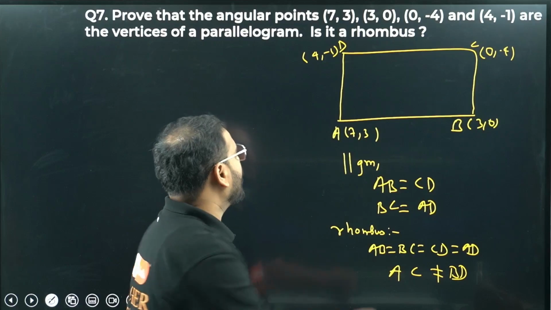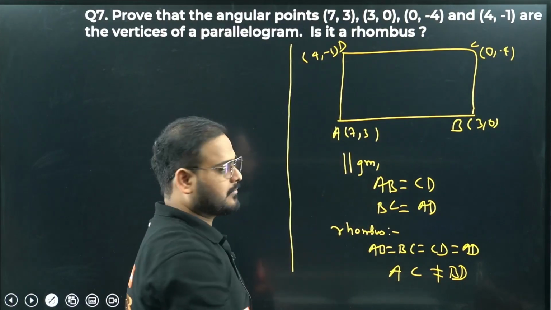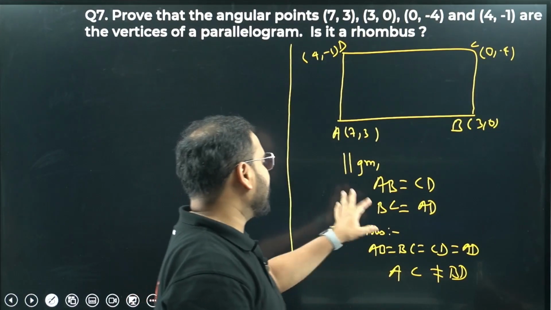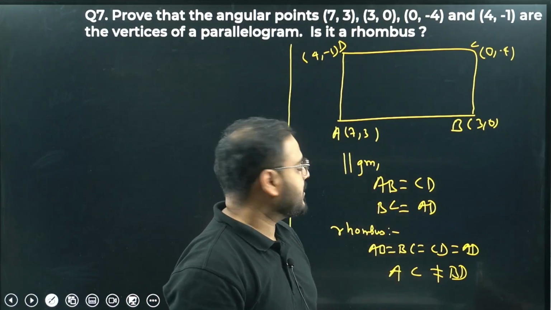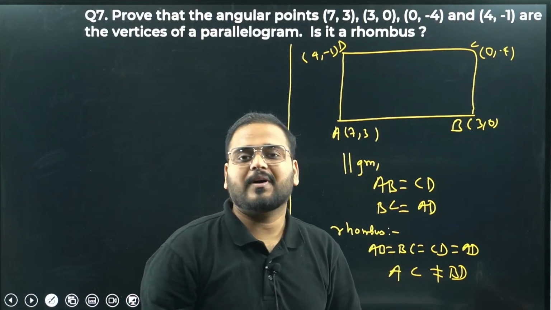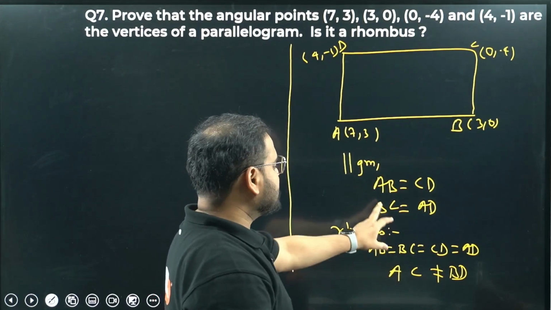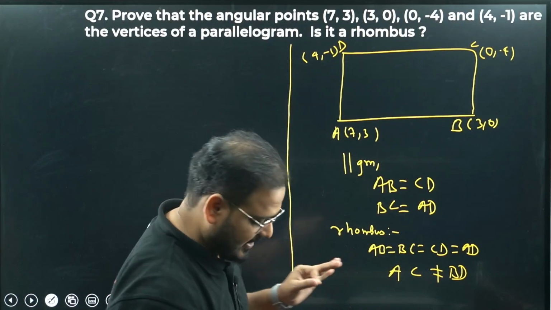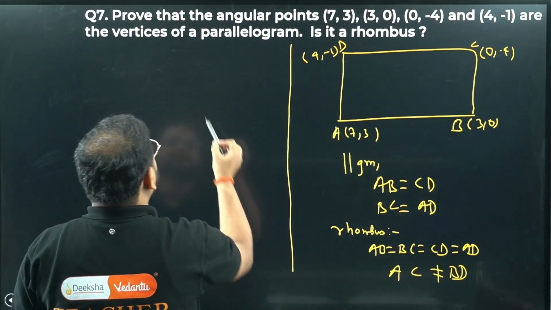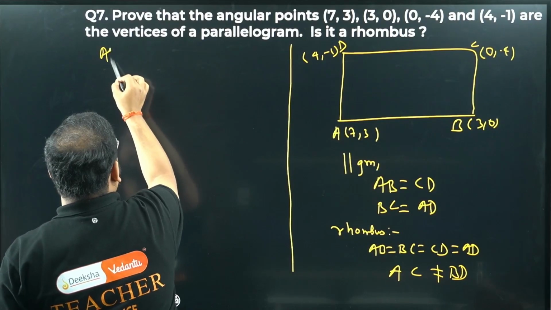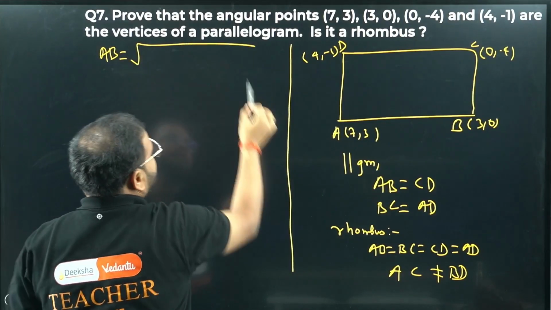Great, sir. So basically you have to find AB, CD, BC, AD and AC, BD. So we have to find 6 lengths and we'll see which one fits. Okay, let's find the lengths now. So AB, quickly we'll do AB.